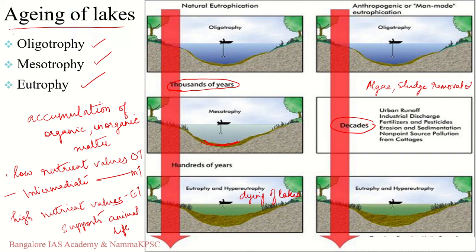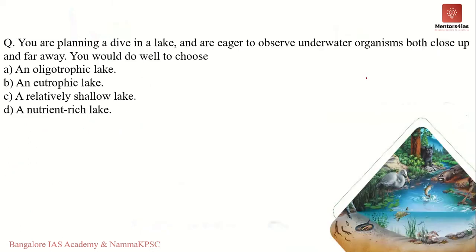What you have to remember is that a lake goes through three stages, that is oligotrophy, mesotrophy and eutrophy. Okay, now just a simple question over here. The question says you are planning to dive in a lake and are eager to observe underwater organisms both close up and far away. So you would choose to dive into which lake? You have oligotrophic lake, eutrophic lake, relatively shallow lake, nutrient rich lake.